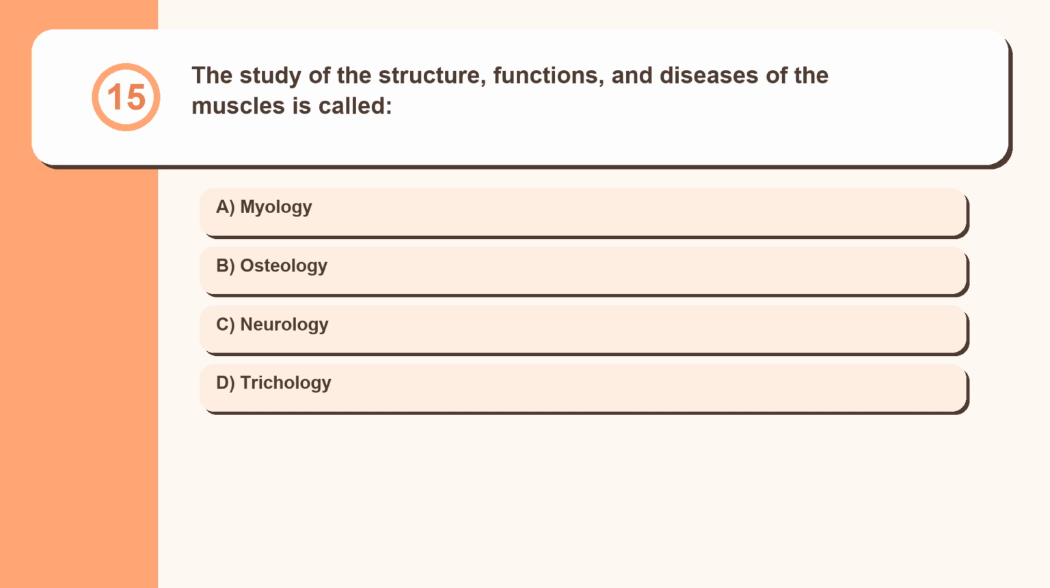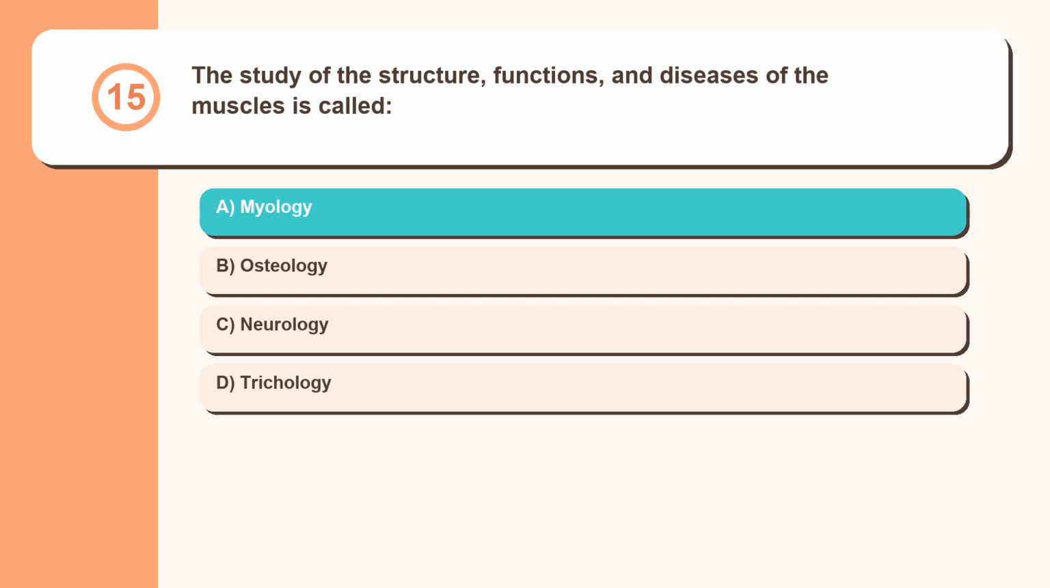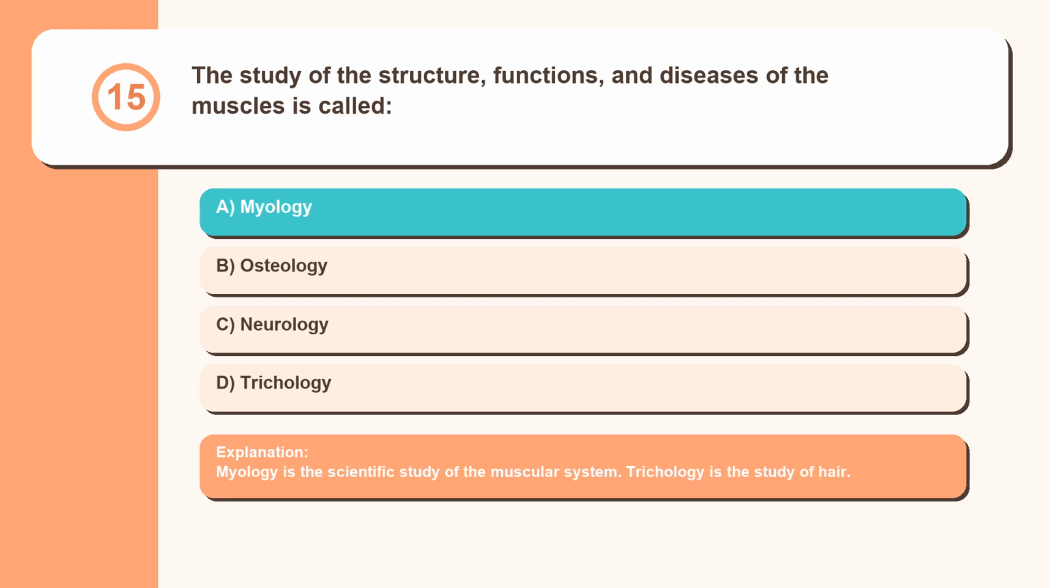Question 15. The study of the structure, functions, and diseases of the muscles is called myology, osteology, neurology, or trichology? Myology is the scientific study of the muscular system. Trichology is the study of hair.